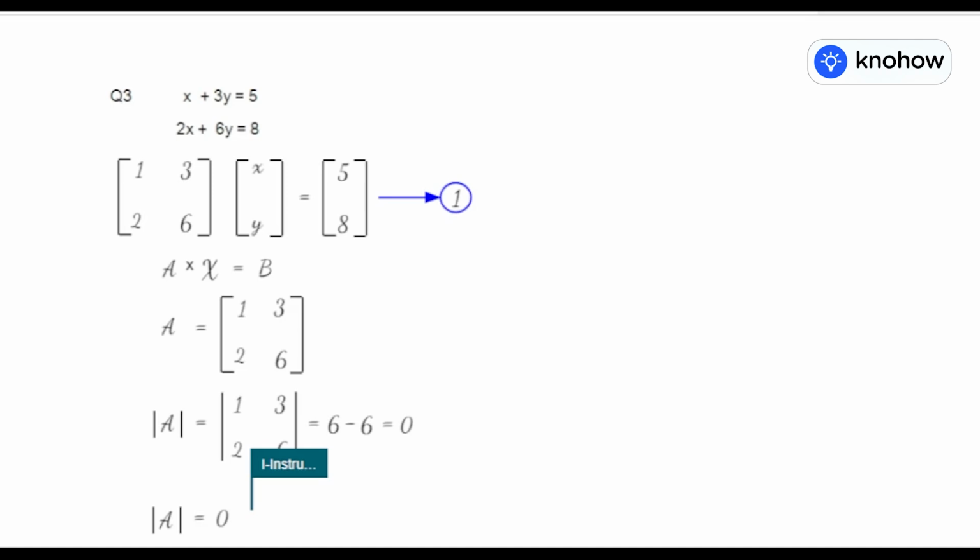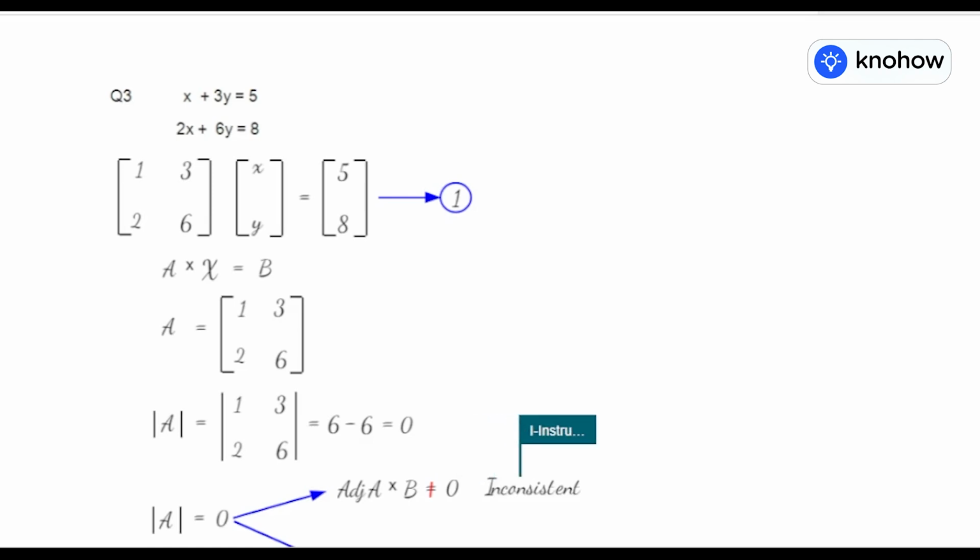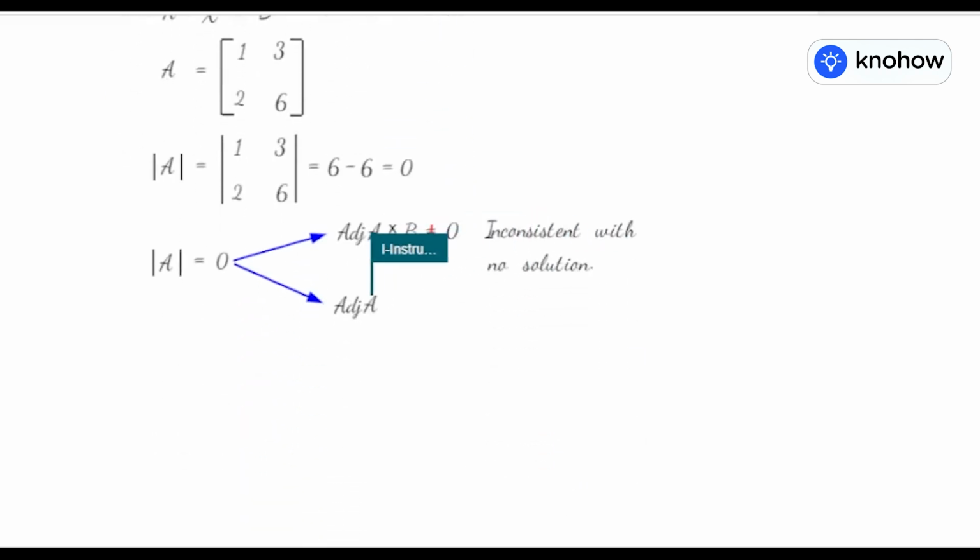Let me here redefine. There will be two cases. Now you have to work out the value of adjoint A into B, the constant matrix. In case this is not equal to 0, then the system will be inconsistent and it cannot be solved, with no solution. But case 2, if we find that adjoint A multiplied with B is also a 0 matrix, then of course it is consistent, we can solve it with many solutions. So that will be the criteria.